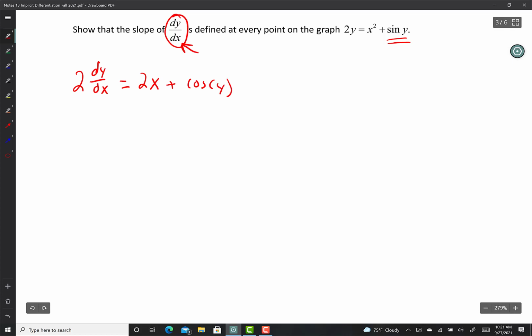Cosine y. And then chain rule, times the derivative of the inside, which is 1 dy dx. The derivative of y is 1 dy dx, or just dy dx. So we're only putting the dy dx when it's not with respect to x? Yes. If it's not an x: if it's a y, dy dx. If it's a z, dz dx. If it's a g, dg dx. We only have two letters, it's either x or y.